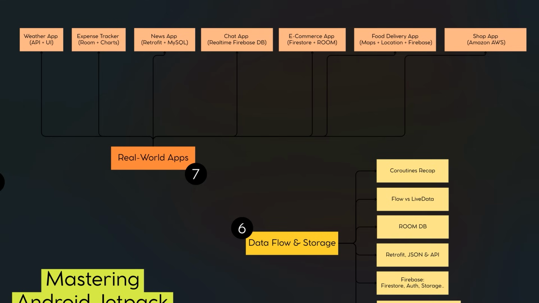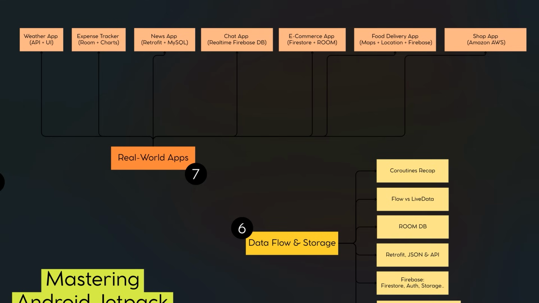Every app we're going to build has a different concept from the previous app. So here we used API plus UI. Those are the main concepts that we're going to concentrate on. And then the news app, Retrofit plus MySQL. Retrofit is used to fetch data from MySQL stored on our local servers. So we're going to create the APIs, the databases, and fetch data from MySQL using Retrofit. It's a very amazing application we're going to build together.